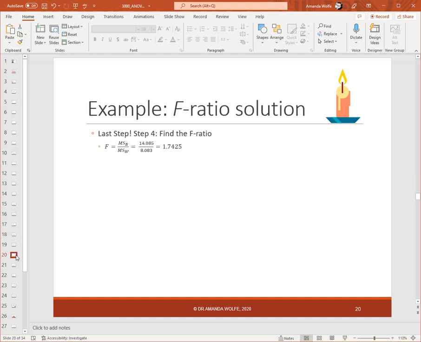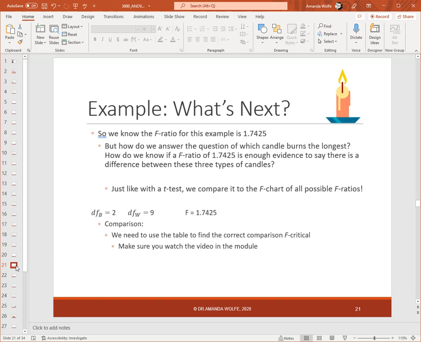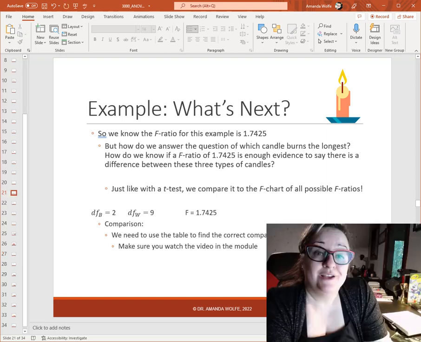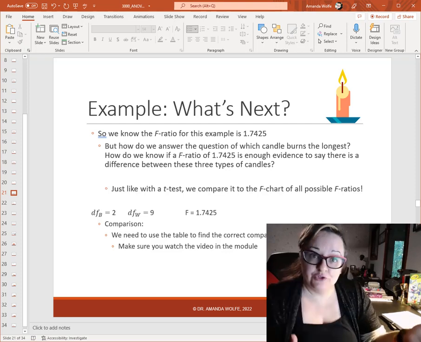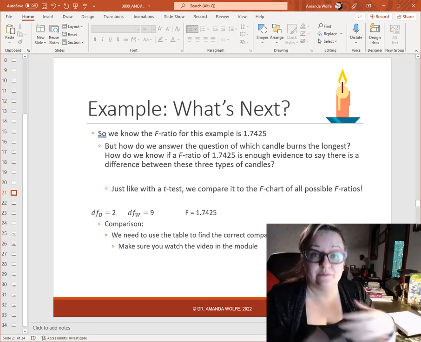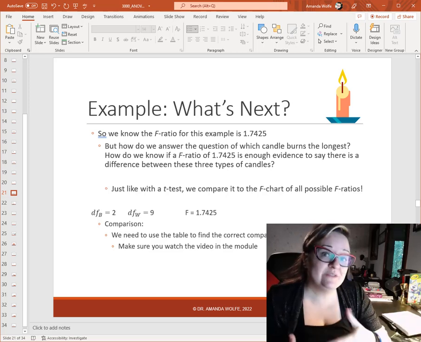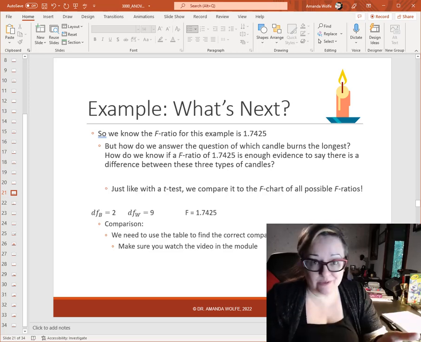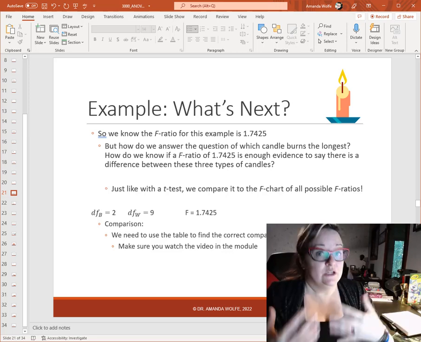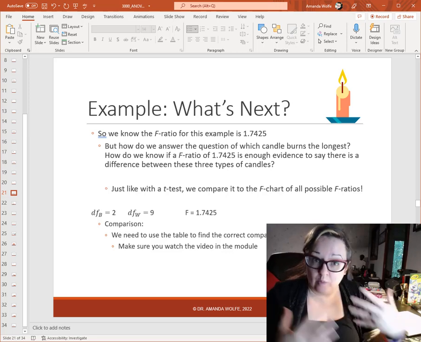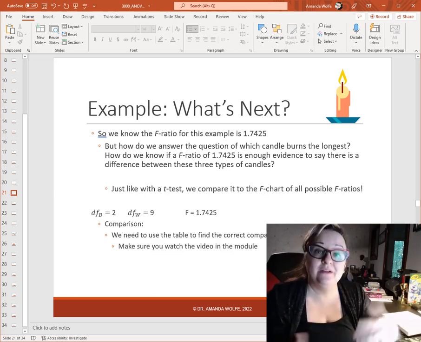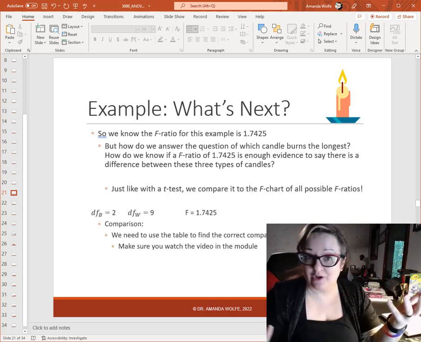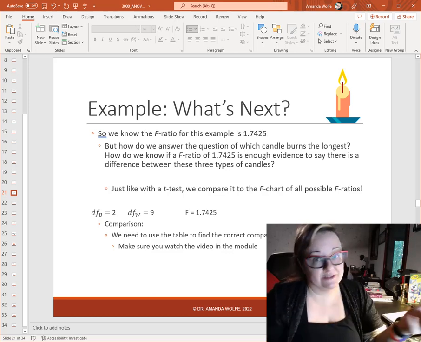Did you get the right answer? 1.7425. So we've filled out our whole chart, but that doesn't mean that we're done. So just like with our t-tests, there's an extra step. To calculate just the F ratio is the 4 steps I mentioned, but that just gives you the F ratio. We don't know if it's statistically significant. Just like with our t calculations, what we have to do is take that F ratio that we've calculated and compare it to the critical values in the F chart. Just like the t chart, there's an F chart.